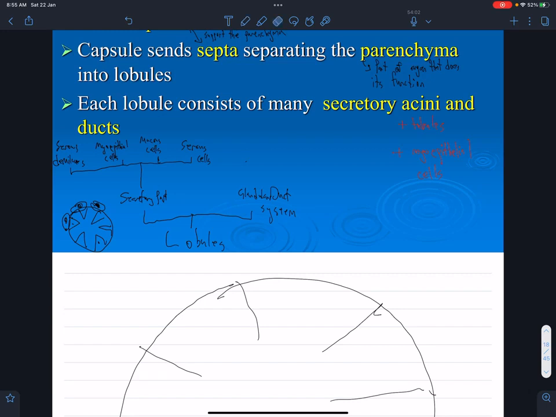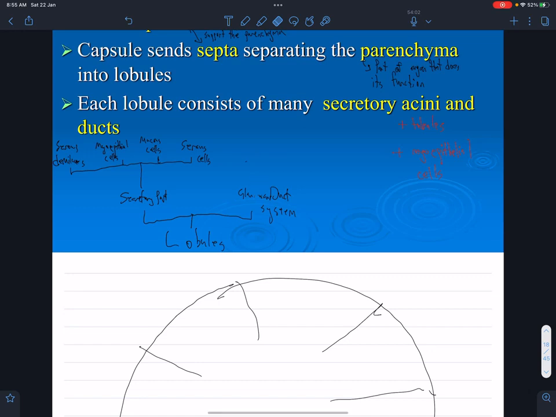But the main point is the secretory parts of your glands are going to consist of serous cell, mucus cell, myoepithelial cell, or a combination of mucus and serous called serous demilune. All right? That's going to be the difference in all 3 glands. Now let's look at the glandular duct system, shall we? The ducts that make up your salivary glands are going to be the same.